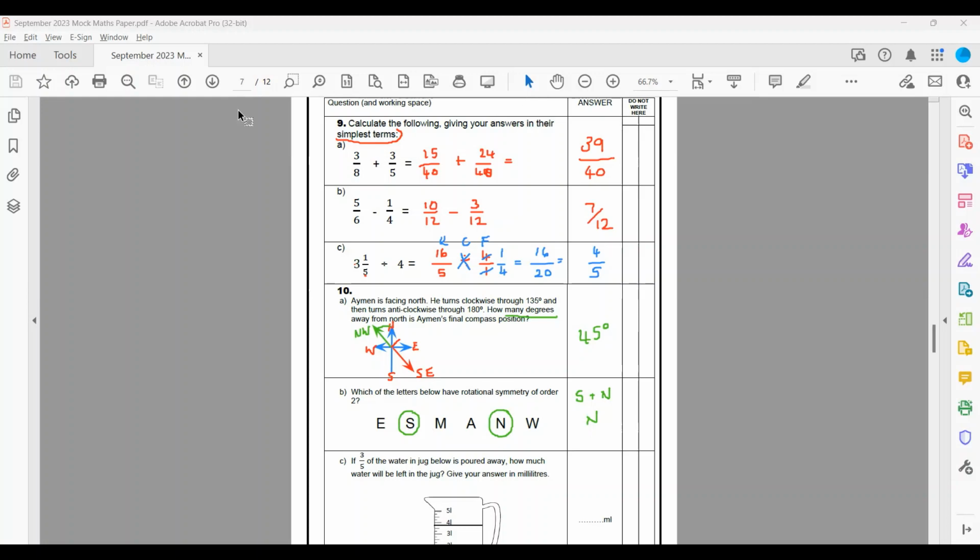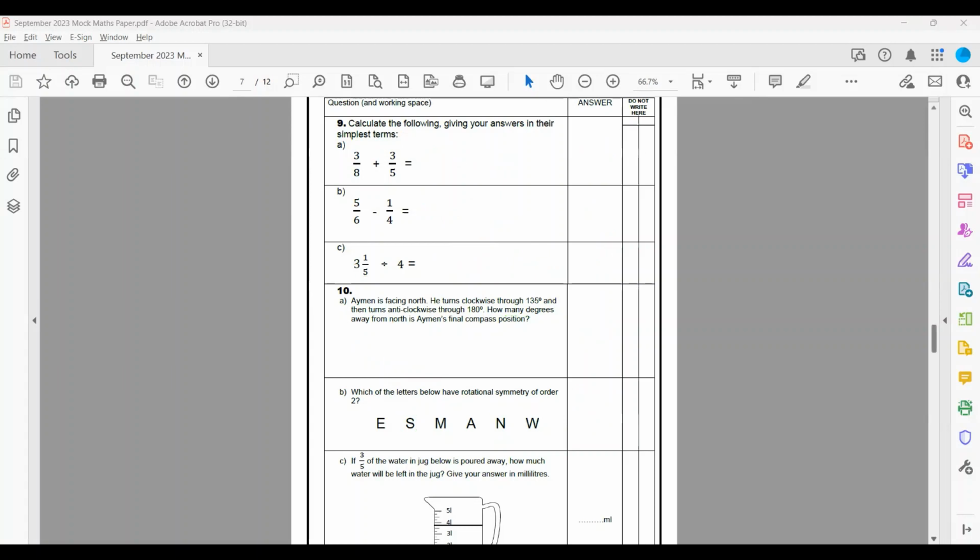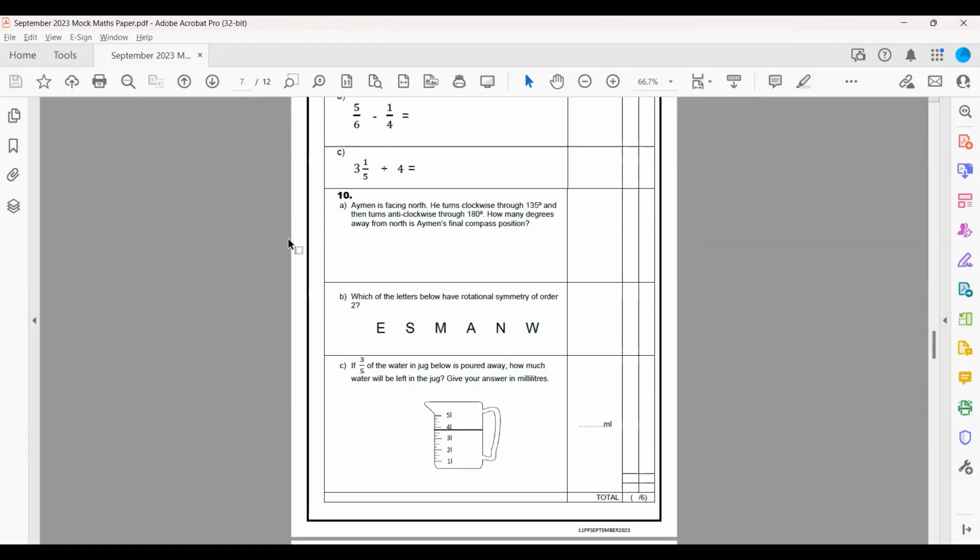Coming down and looking at part C of question 10, here we have a jug, and 3/5 of the water in the jug is poured away. How much water will be left in the jug? If 3/5 of the water is poured away, that means we will have 2/5 of the water in the jug left. So we now need to work out how much water we actually have in the jug to start with.